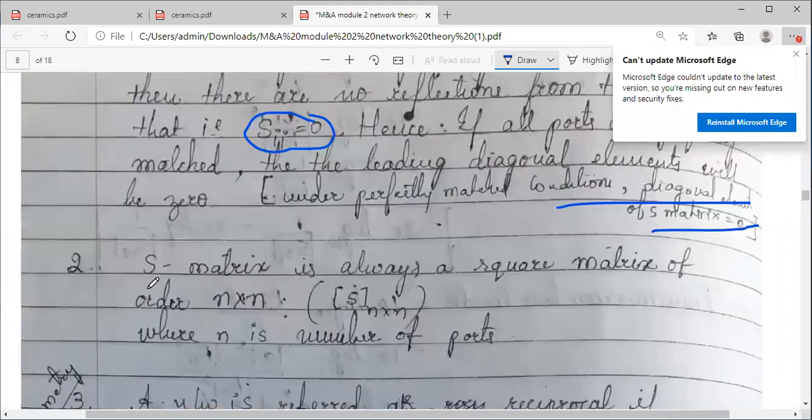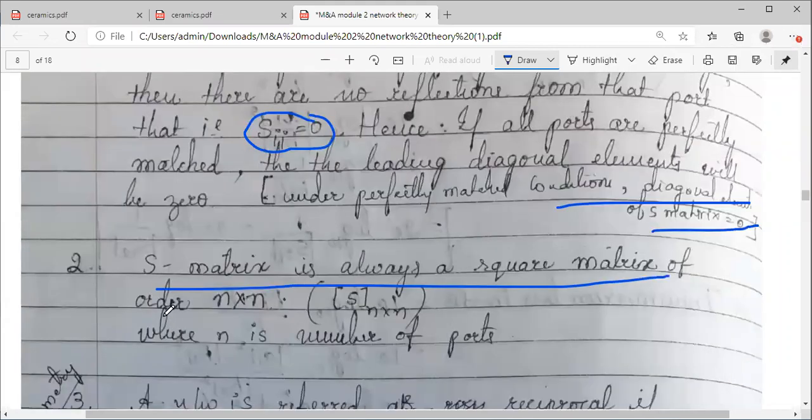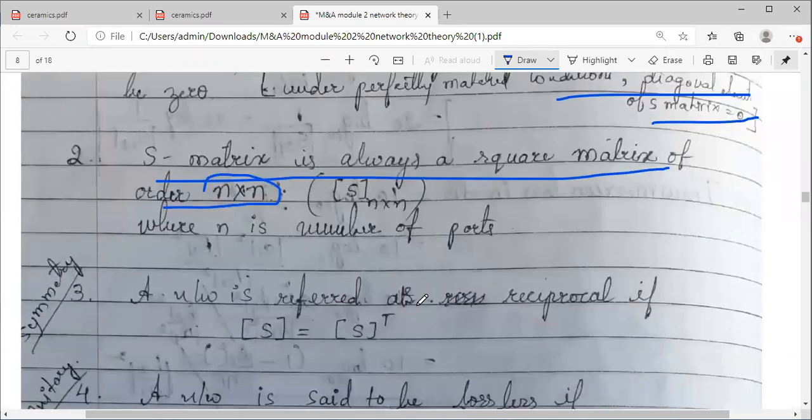Then the S matrix is a square matrix of the order n cross n. N indicates the number of ports. Then we have seen the symmetric property, even the derivation we have seen. This applies to a reciprocal network, so we even call this the reciprocity property. So whenever symmetry comes, remember reciprocal.